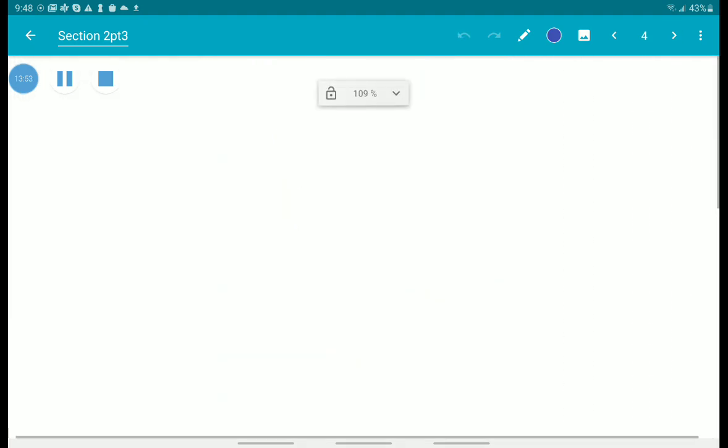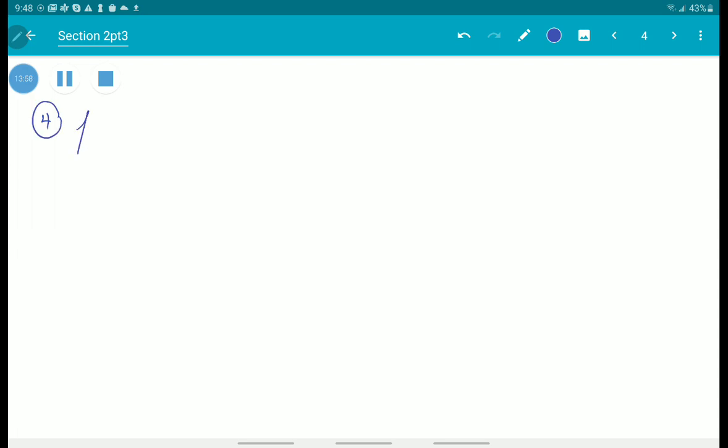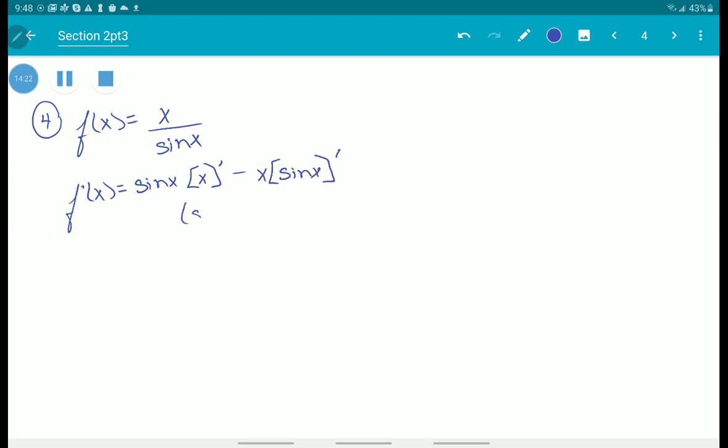Let's do another one. Suppose we had f of x is equal to x over sine of x, and we need to take the derivative. Derivative would be bottom times derivative of the top minus the top times the derivative of the bottom all over the bottom squared. So there's my setup.